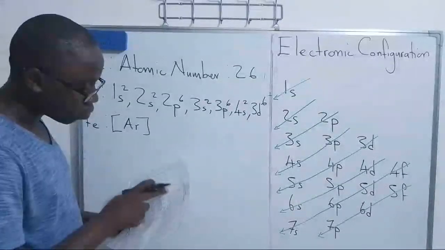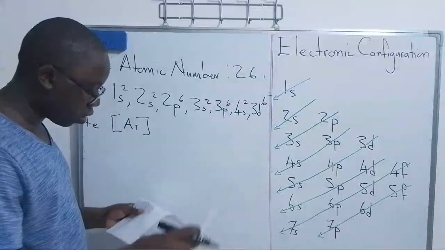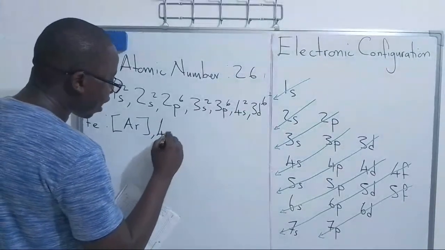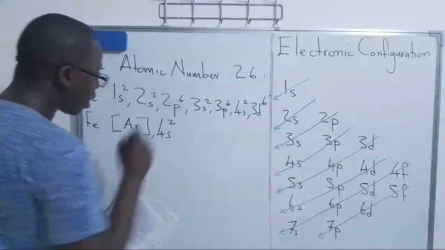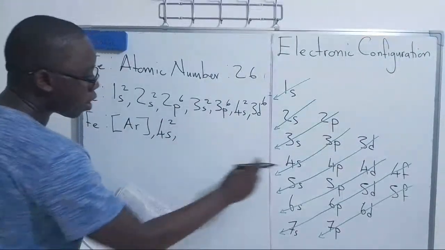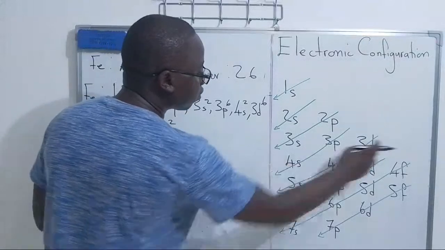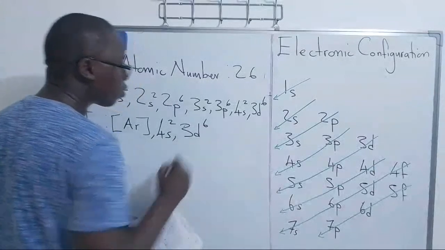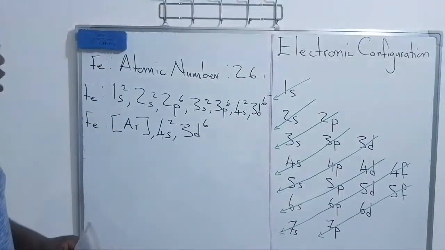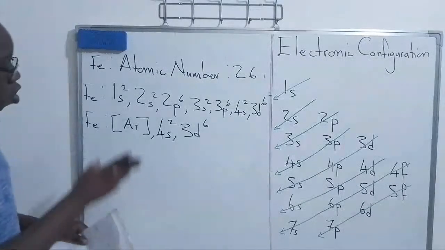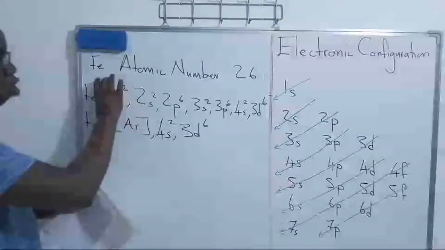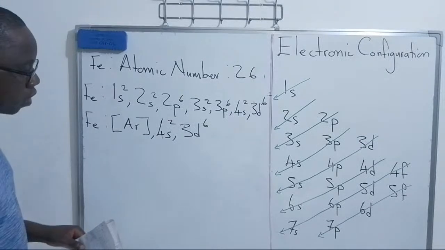That's where iron is. And if iron is in period 4, then we are saying we will start with 4s, then we'll put 2 there. Then from 4s, what is the next? The next is 3d. So the next will be 3d6. So this is the electronic configuration of iron. So we have seen that this is the normal electronic configuration. This is the compressed electronic configuration.